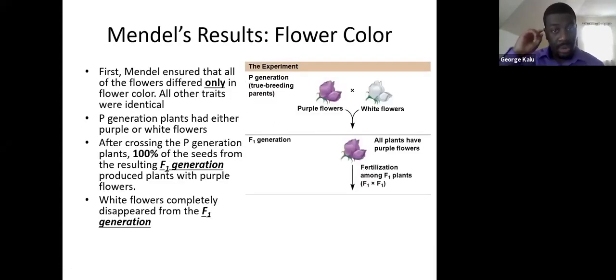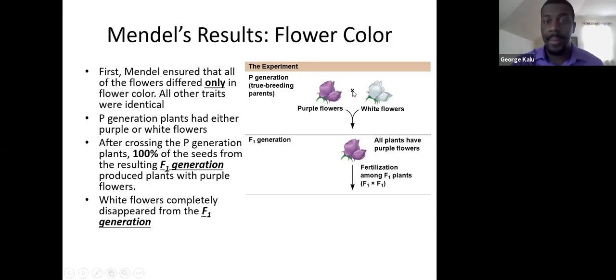Okay. So when Mendel was doing all these experiments, he started to see some very distinct results. This is going to be kind of key here. When we're looking at flower color of these pea plants, he made sure that everything about those pea plants was exactly the same, except for the flower color. Everything else was identical. So we had some pea plants that had purple flowers and some pea plants that had white flowers.